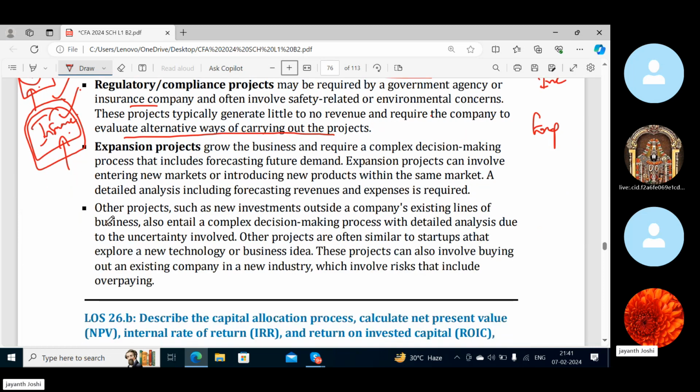Expansion projects, that means the company wants to expand itself. They want to start a new product line. They want to expand by opening or setting up a plant in some geographical location, etc. Or they want to go for acquisitions, mergers. So anything is possible for expansion. Okay, and other projects such as new investments outside a company's existing line.